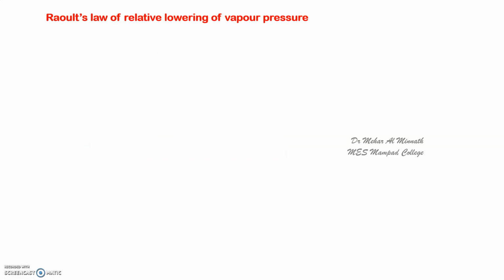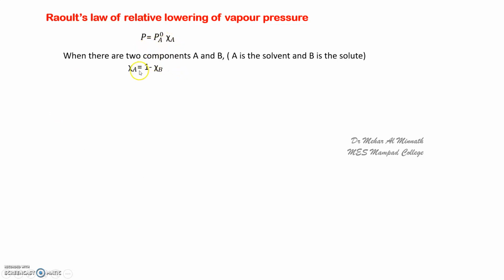Now, this Raoult's law is related to the relative lowering of vapor pressure. Remember, vapor pressure and relative lowering is different. Both are different terms. Alright. Now, we have the expression P equal to P0 A into chi A. Now, if there are two components A and B, A is the solvent and B the solute, then chi A will be equal to 1 minus chi B. Chi B is the mole fraction of solute. Chi A is mole fraction of solvent.